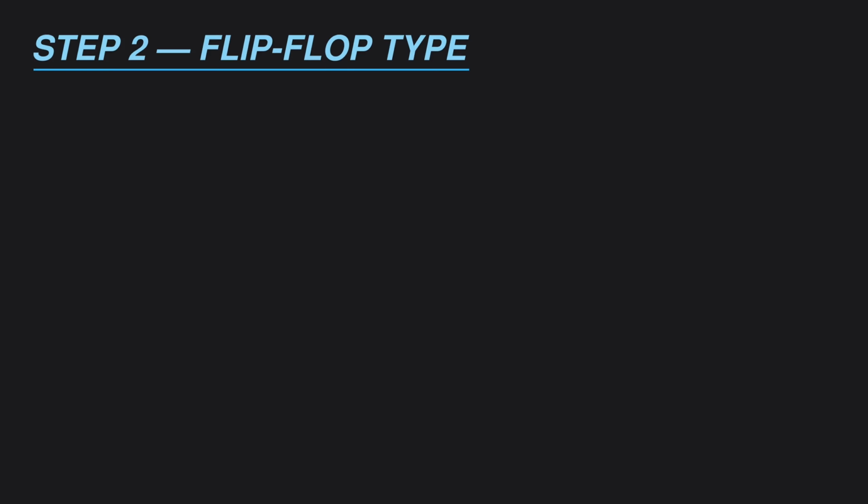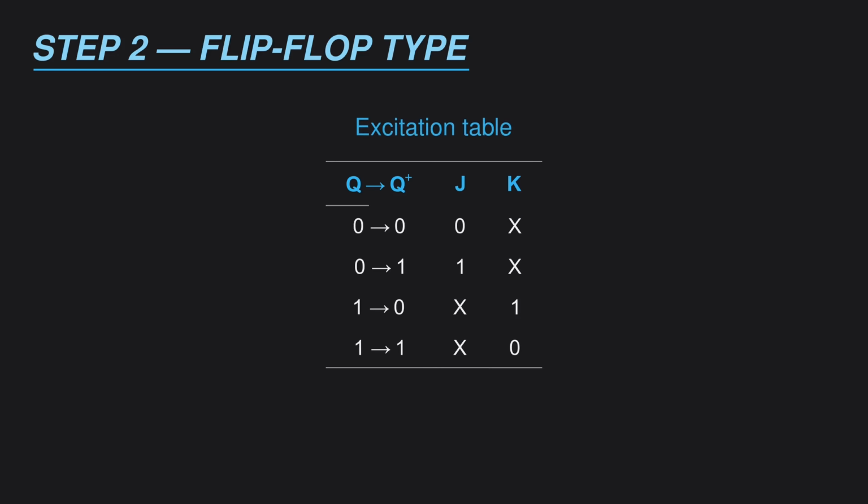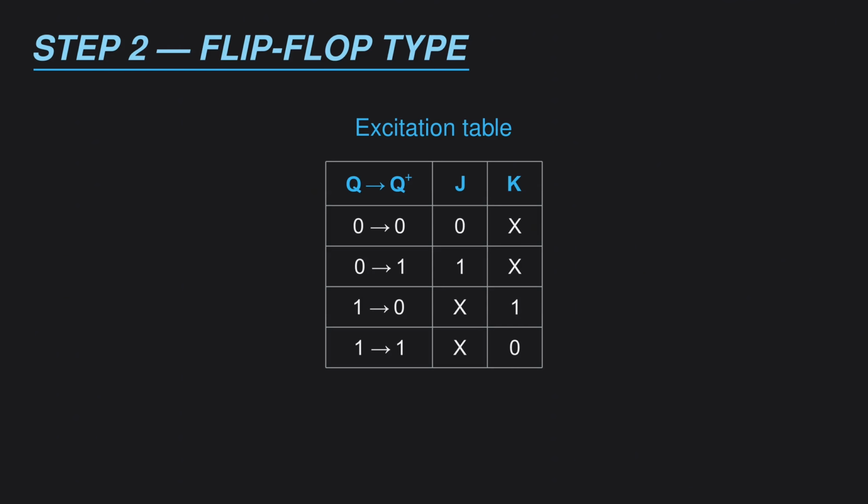Step 2. Pick a flip-flop type and find its inputs. For a D flip-flop, the next state bit is just the D input. There is nothing to compute. Remember it this way. D is the easy one. D simply equals the next state. But for a JK flip-flop or a T flip-flop, you need the excitation table. The excitation table tells you which inputs drive each required change. From 0 to 0, from 0 to 1, from 1 to 0, and from 1 to 1.